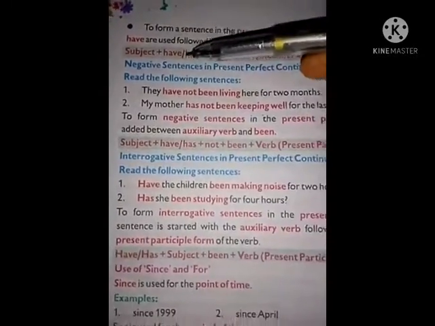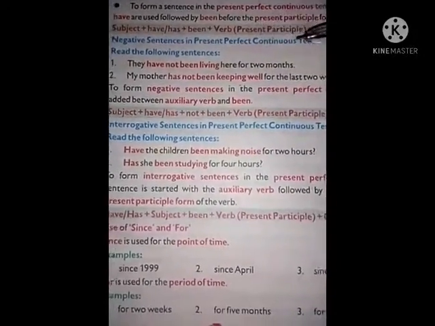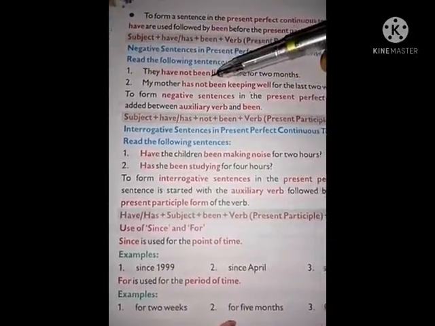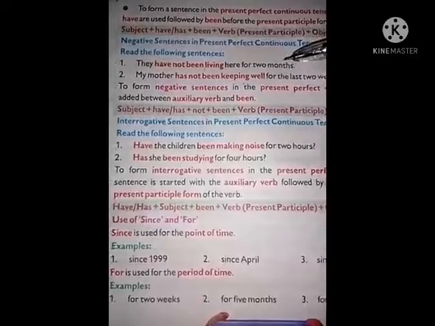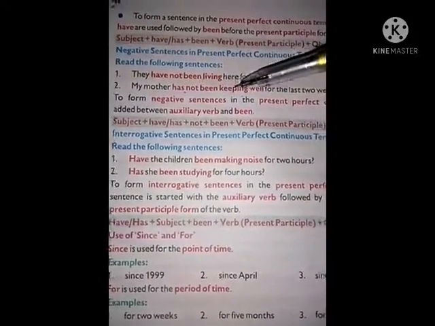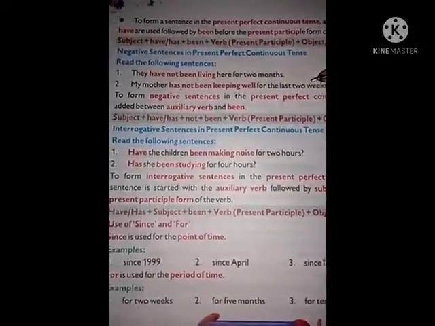Now see how to make negative sentences in present perfect continuous tense. Read the following sentences. They have not been living here for 2 months. Example 2, my mother has not been keeping well for the last 2 weeks.